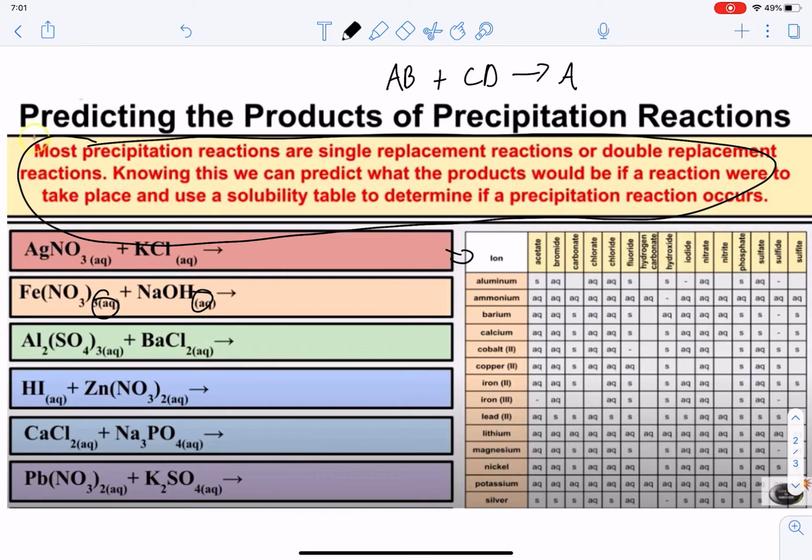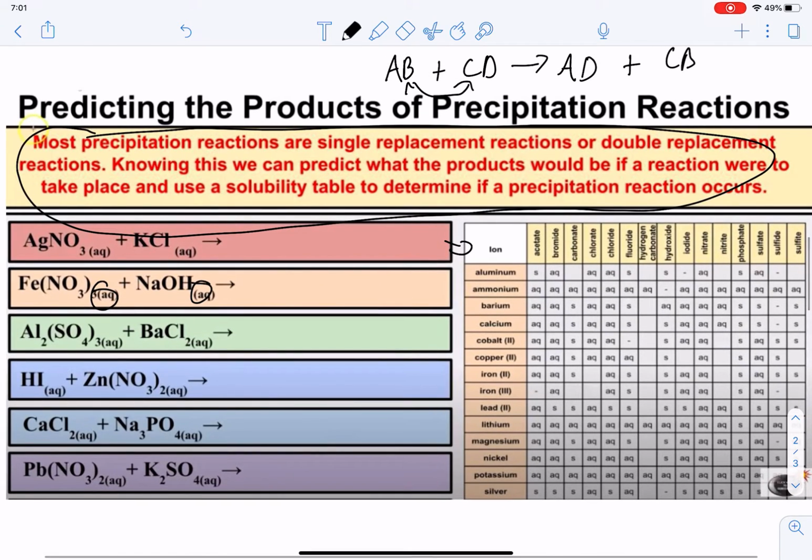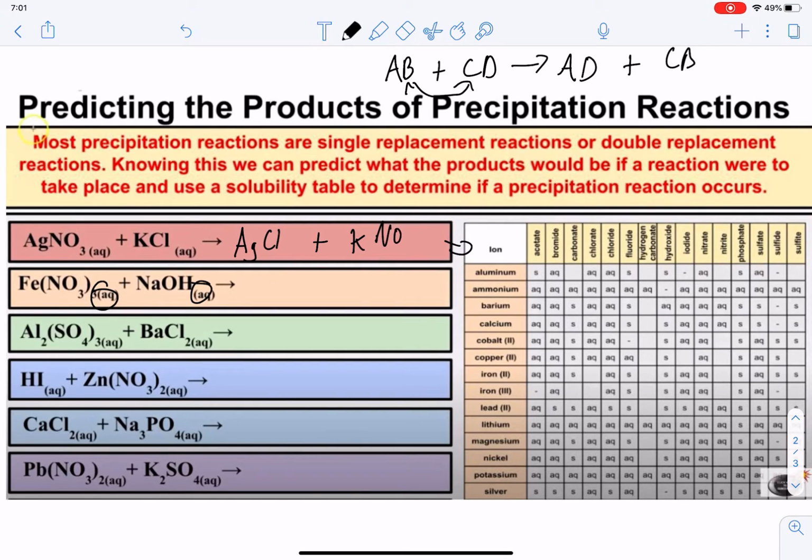AB plus CD, what happens? The C and A do a little dance and replace each other. So AD plus CB. Our cations are replacing each other. All right, so our first one, we have silver nitrate plus potassium chloride. So first we have silver chloride plus potassium nitrate.